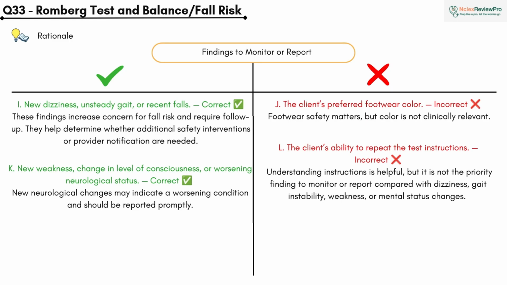Option I is correct because new dizziness, unsteady gait, or recent falls increase concern for fall risk and require follow-up. Option K is correct because new weakness, change in level of consciousness, or worsening neurological status may indicate a worsening condition and should be reported promptly. Option J is incorrect because footwear safety matters, but the color of the footwear is not clinically relevant. Option L is not the priority finding to monitor or report. Understanding instructions is helpful, but it is less urgent than dizziness, gait instability, weakness, or mental status changes.